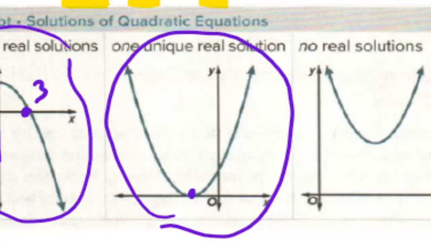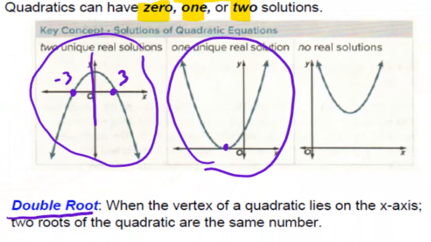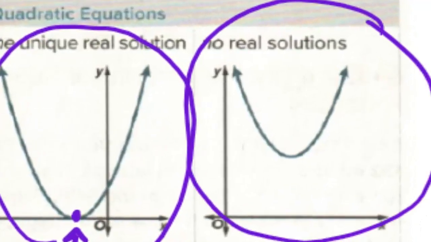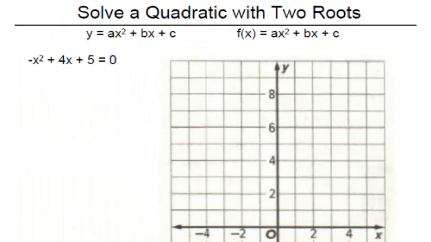This is actually one unique real solution, but this goes by a special name. It's called a double root, which we have written down here. It's when the vertex of the quadratic lies on the x-axis. Two roots of the quadratic are the same number. So if this happened to be, let's say -2, well, the -2 came up twice in the solution. So we see it's only one real solution by itself, but it's actually two solutions. It's called a double root. Now on the right hand side here, if your graph does not have any x-intercepts, then there are no real solutions. So we're going to look at solving a quadratic with two real roots on a graph.